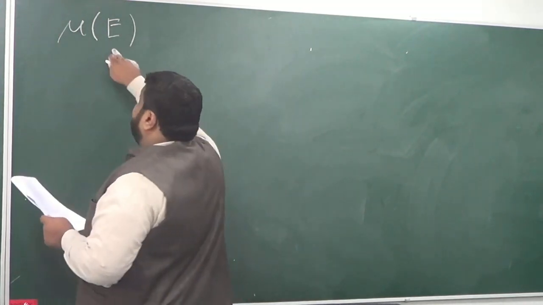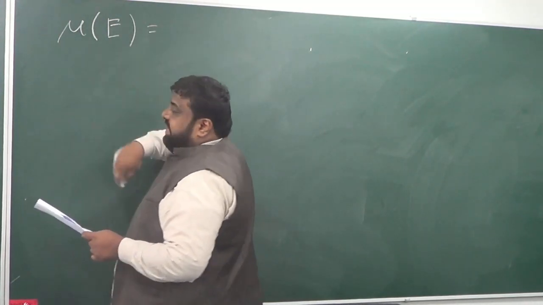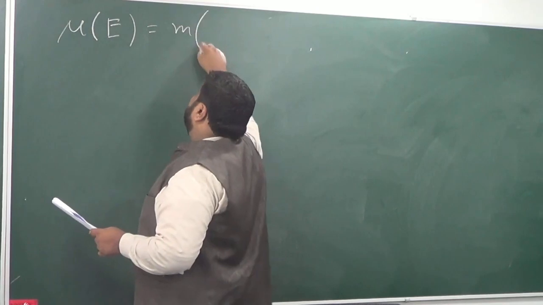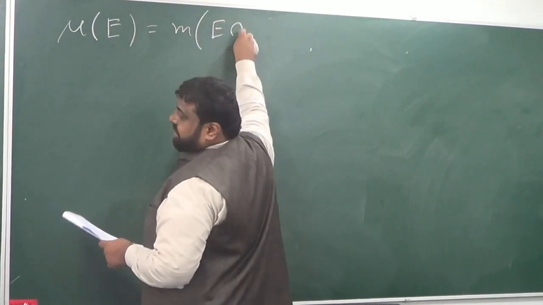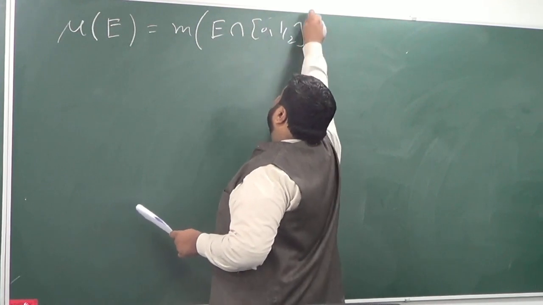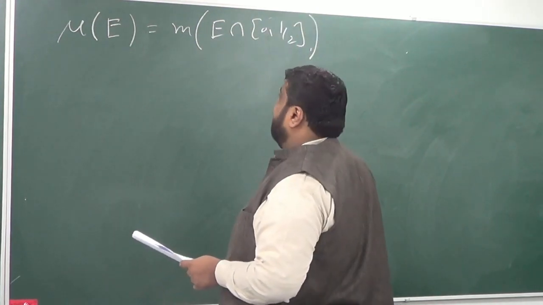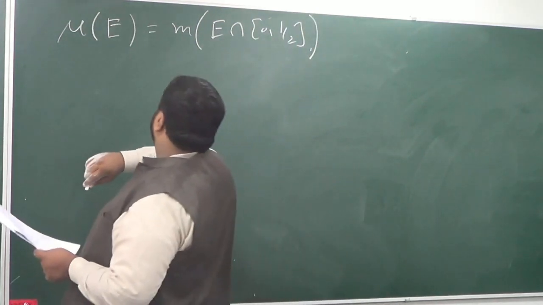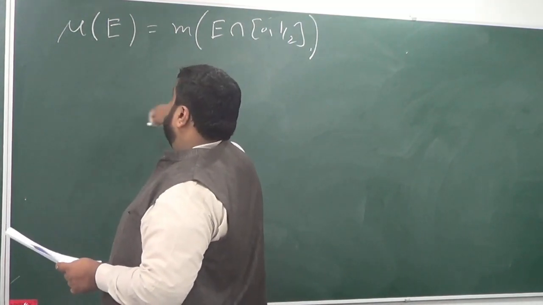What would be the measure of E? By definition, it's going to be the Lebesgue measure of E intersection 0 to 1/2. We're doing something similar. It's not going to have measure 0.